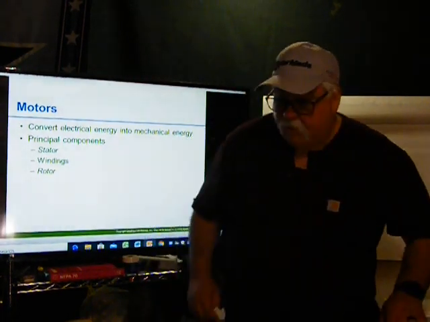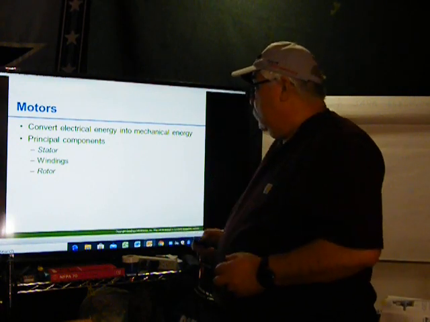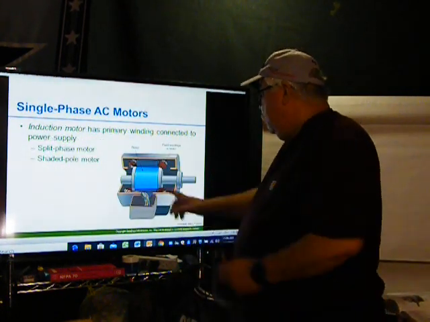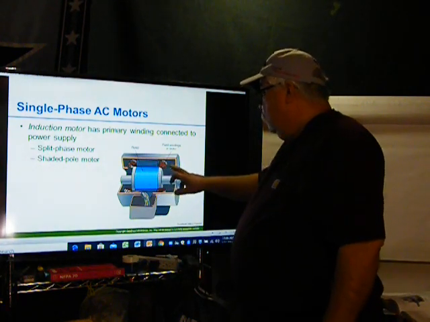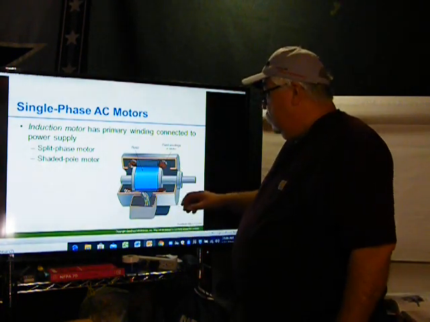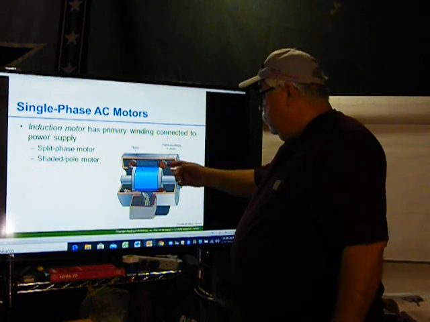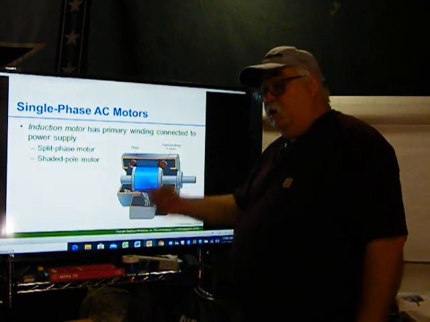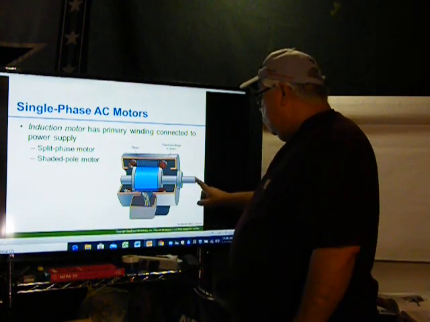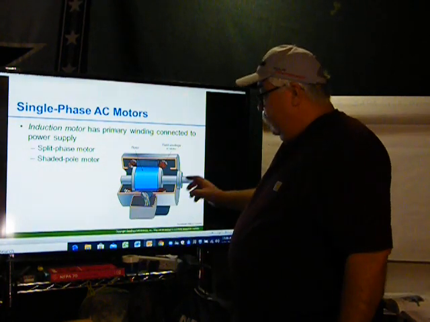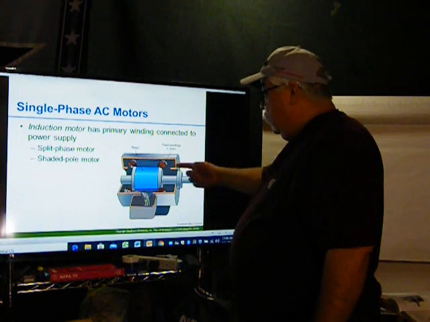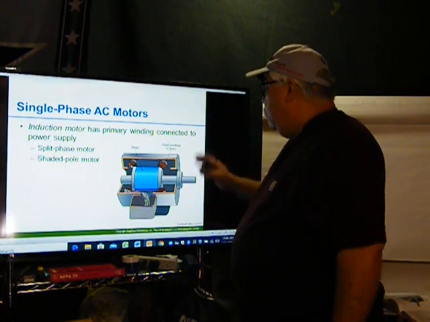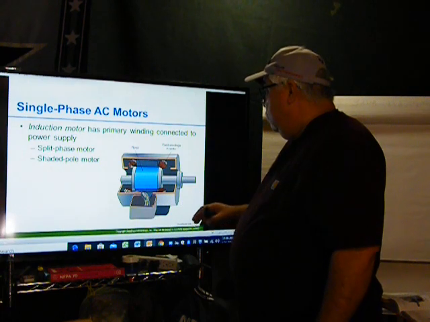So let me go back a little bit here. Here's our rotor, and here's our field windings. If we can provide energy, it makes the magnetic field, and it's alternating, so that's what makes the motor spin. The other is they apply it to the end to help the motor turn. The induction motor has a primary winding connected to the power supply.